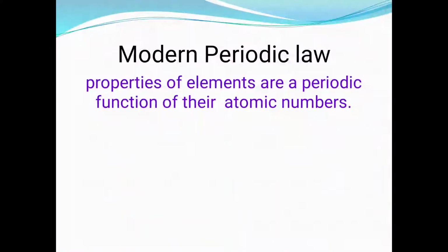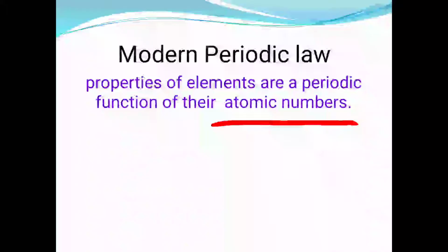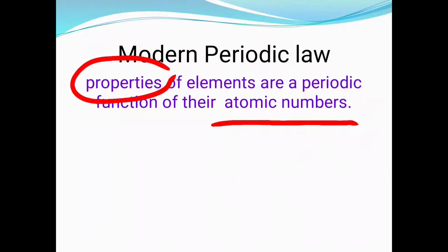So here is the modern periodic law. Modern periodic table is based on this law. So what is the statement? Properties of elements are periodic functions of their atomic number. What is the meaning of this? See, if we arrange all the elements according to their atomic numbers, then the physical and the chemical properties of these elements occur periodically, right? So this is the meaning of the periodic law.